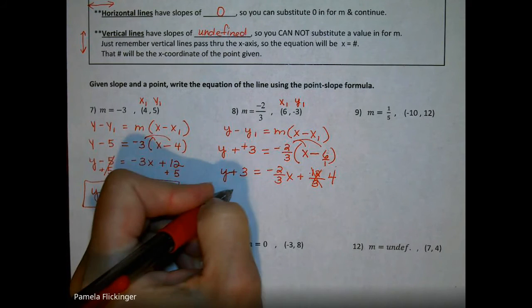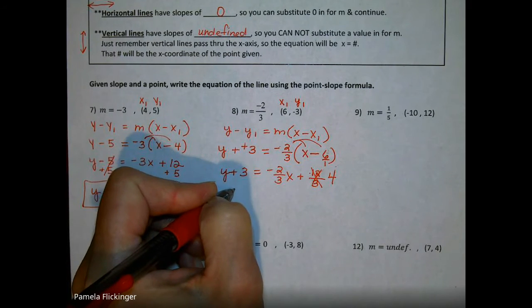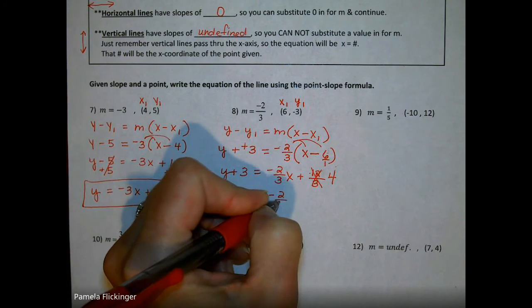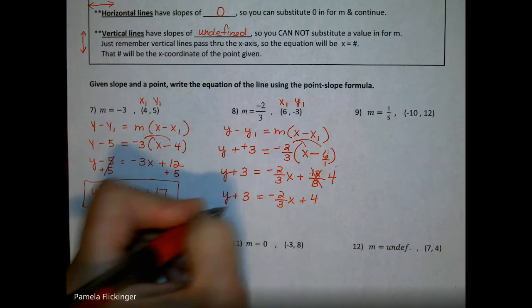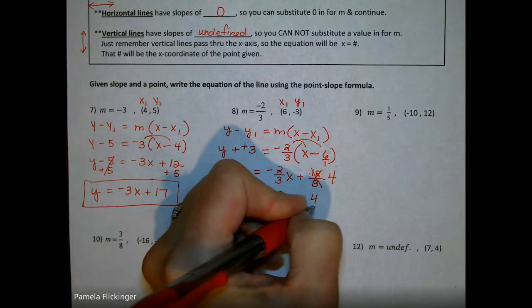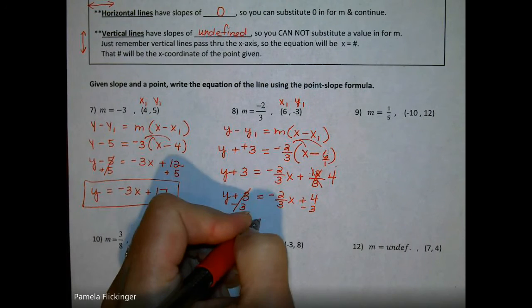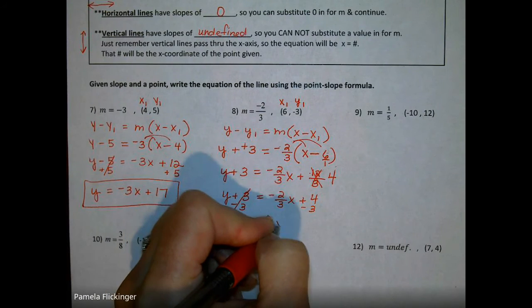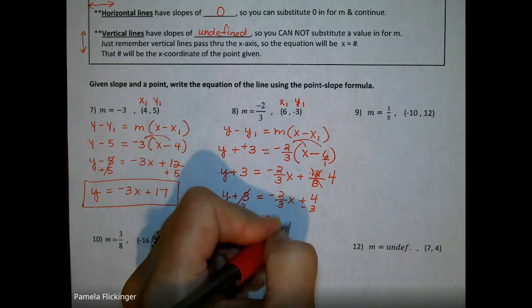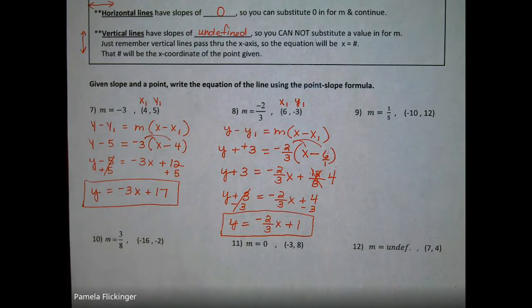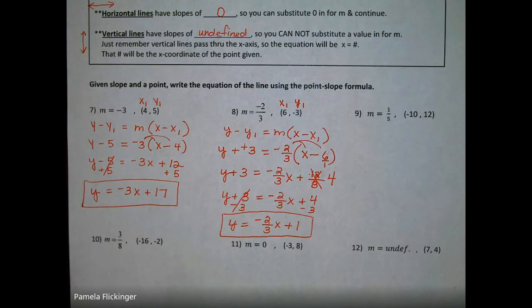All right, so to finish up, and just to rewrite what we've got, I've got y plus 3 equals -2/3 x plus 4. I'll need to subtract 3 from both sides. So final answer is y equals -2/3 x, and then 4 minus 3 is +1. Okay. All right, let's do another.